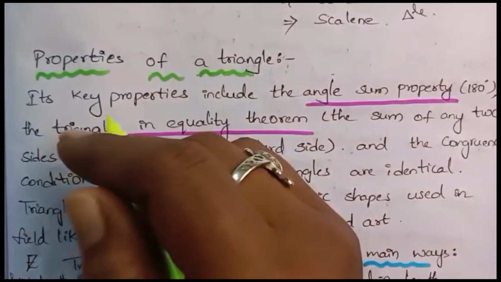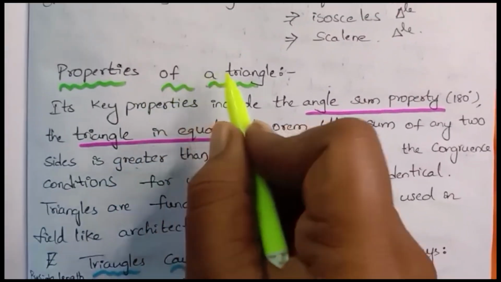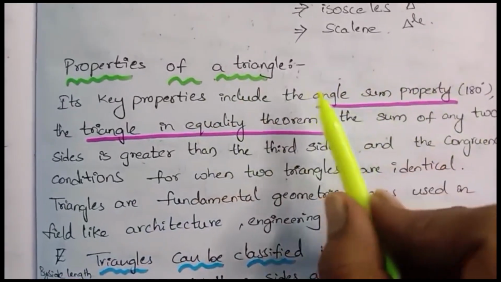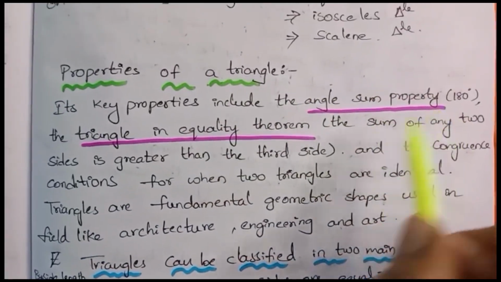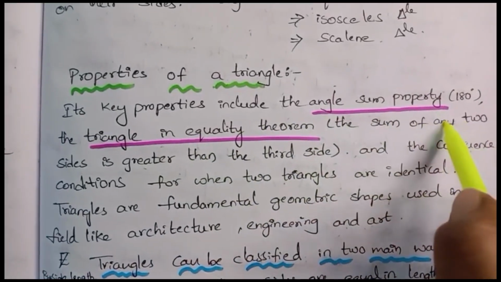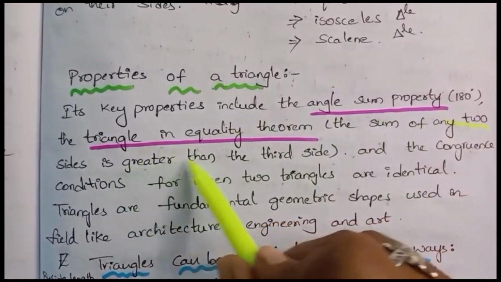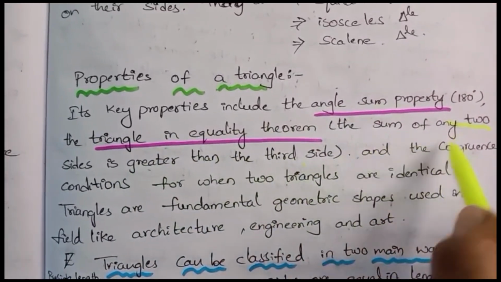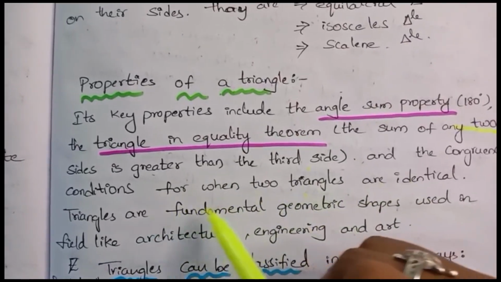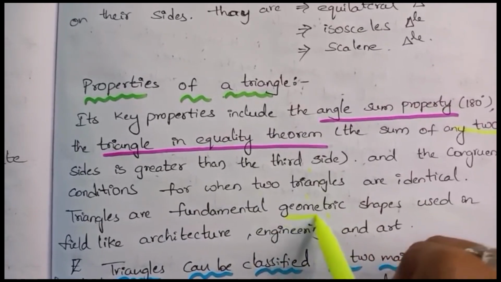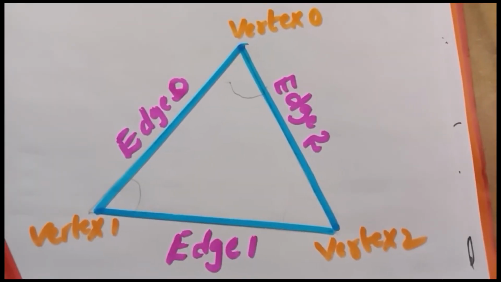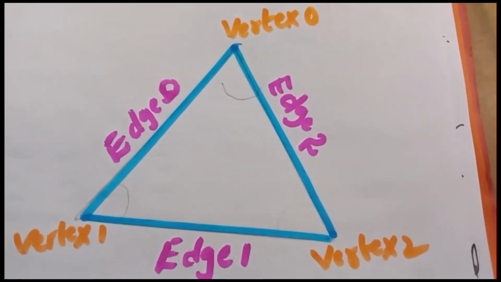And finally we have the last topic, that is properties of a triangle. Its key properties include the angle sum property of 180 degrees, the triangle inequality theorem, where the sum of any two sides is greater than the third side, and the congruency conditions for when two triangles are identical. These triangles are fundamental geometrical shapes used in fields like architecture, engineering, and art.